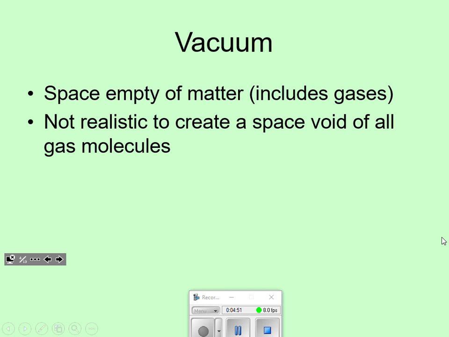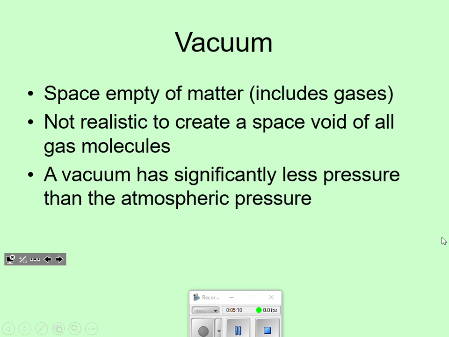If you don't have any matter present, there can be no pressure. Zero would be the measurement for the pressure if there was nothing there. In actuality, my second bullet point says it's very difficult to have zero pressure. So in other words, what we usually do is refer to a vacuum as significantly less pressure than normal atmospheric pressure. Next class, to remind you of what we've gone over today, I will bring in a vacuum pump.